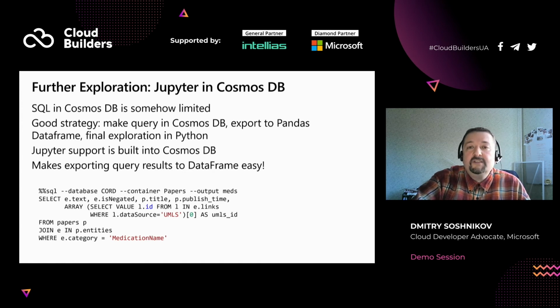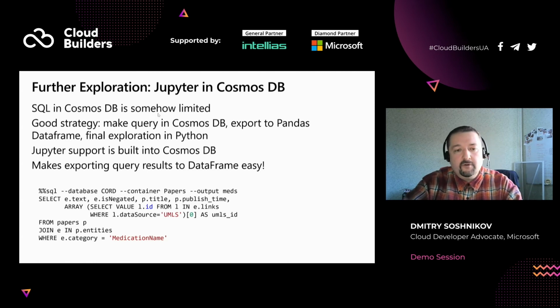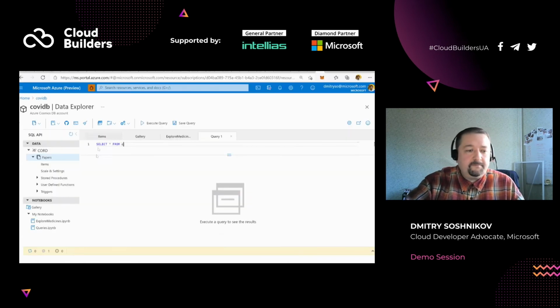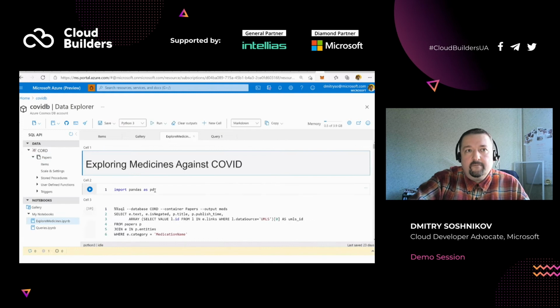And in Cosmos DB, there is built-in support for Jupyter Notebooks, which allow you to use SQL queries as well. So what we did, I will show you how it looks in Cosmos DB. Here in Cosmos DB, you can go to Notebooks. And notebooks look exactly like normal notebooks. You have pieces of text and pieces of code.